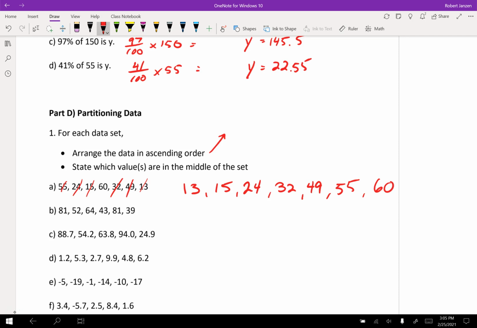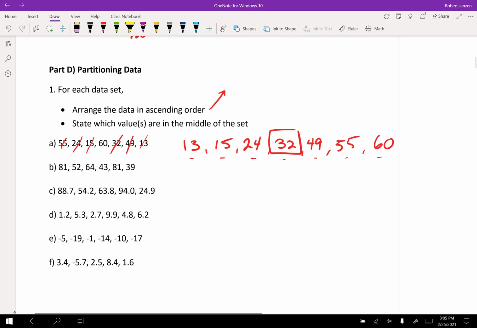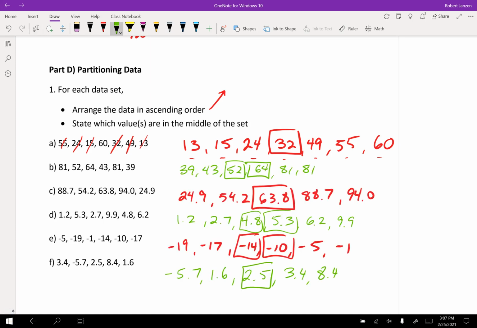Then it says state which values are the middle of the set. In this case, we have 1, 2, 3, 4, 5, 6, 7. So the middle is 32, because you can see that there are 3 going this way and 3 going this way. I'm going to pause the video for you to try these next few and then check my answer. You'll notice that when there is an even number, there are 2 values in the middle, because I can't just pick one; I have to have the same number on either side. So if there's an even number, I pick 2 of them to be the middle.